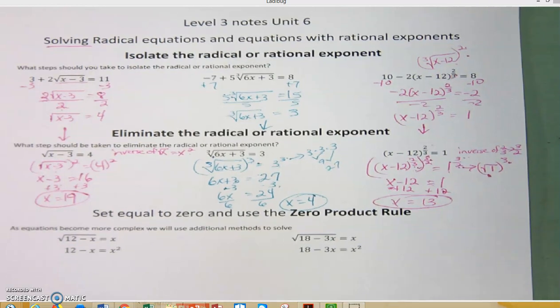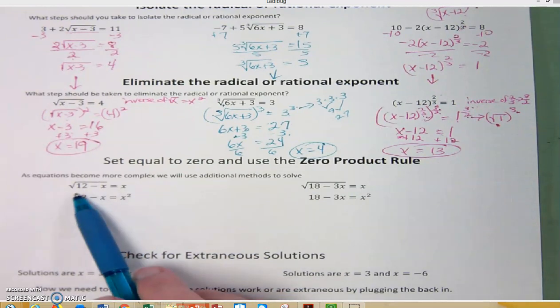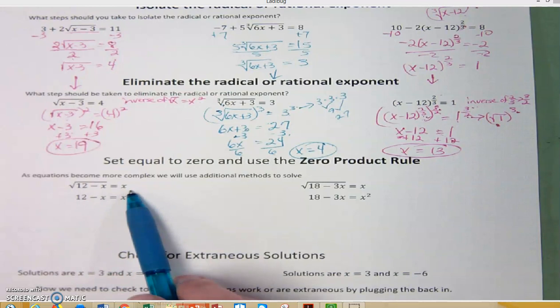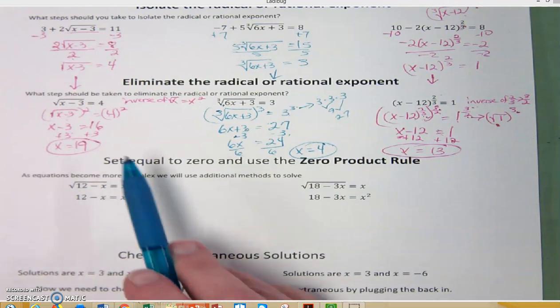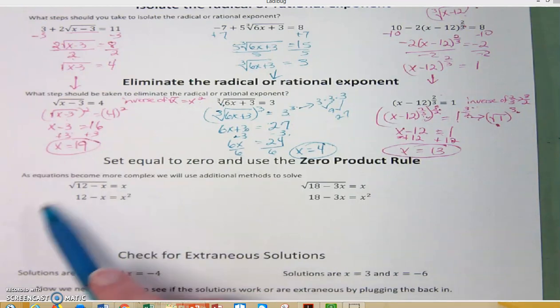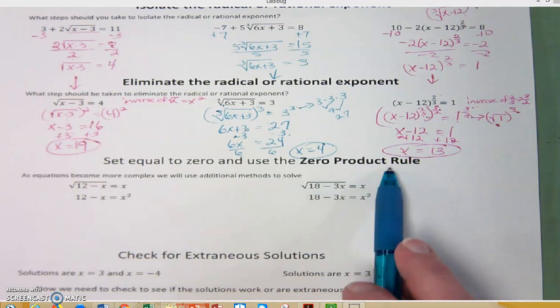Sometimes you may have an equation where you have the square root of something equals that variable again. And so it's not as easy to solve like we just did. We're going to have to get all of our x's and everything over on the same side and set it equal to 0, then use the zero product rule.